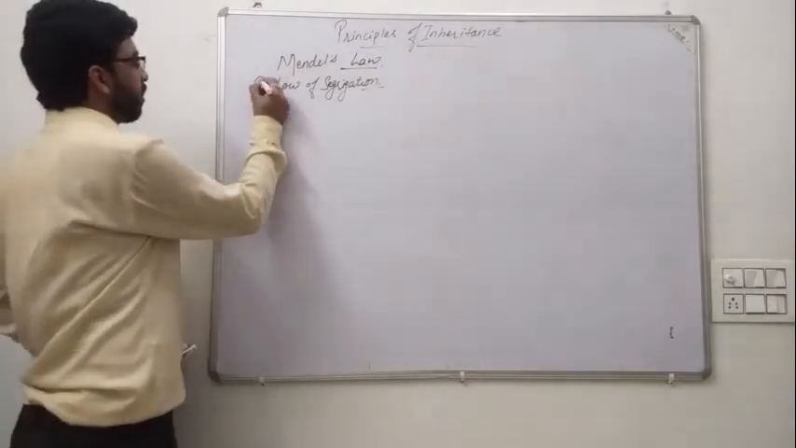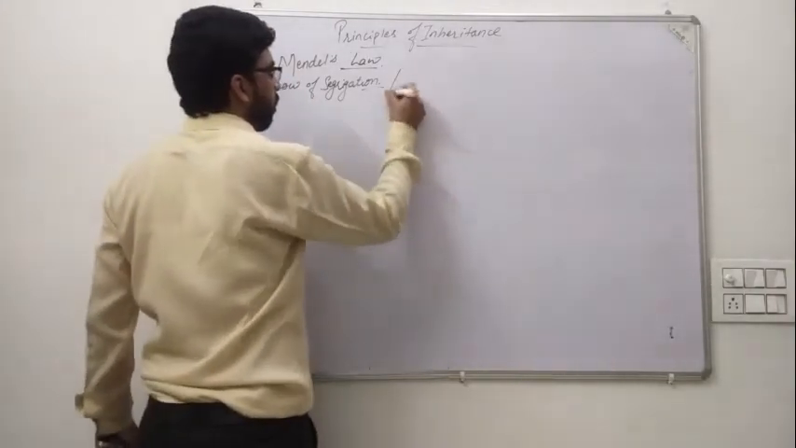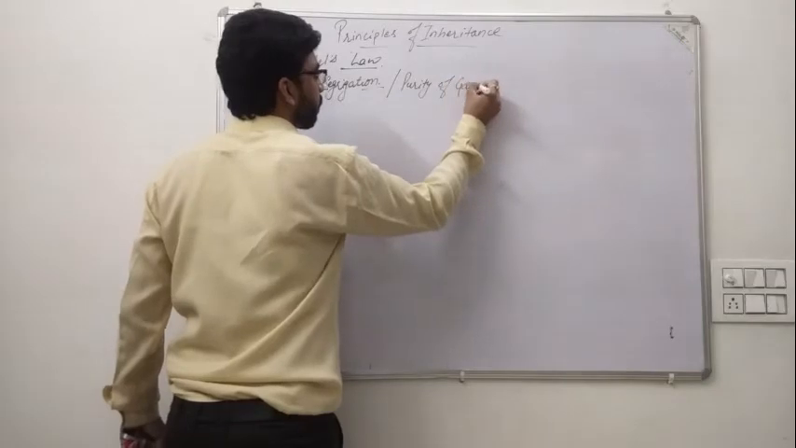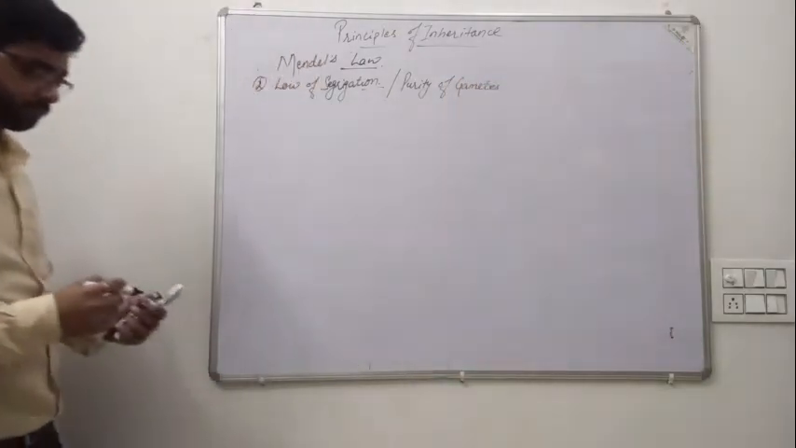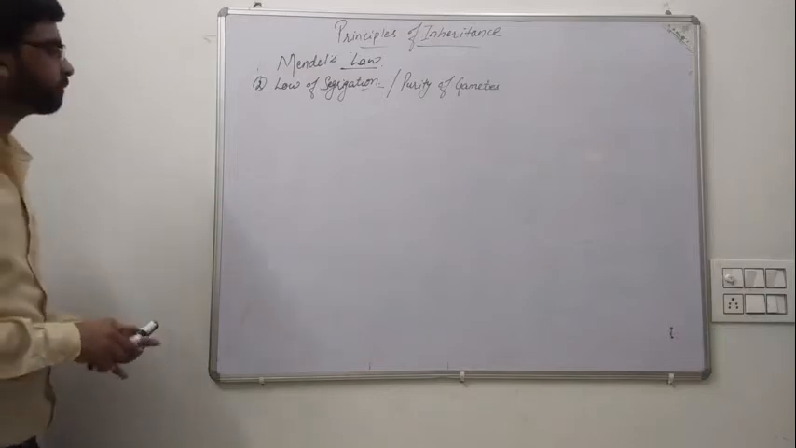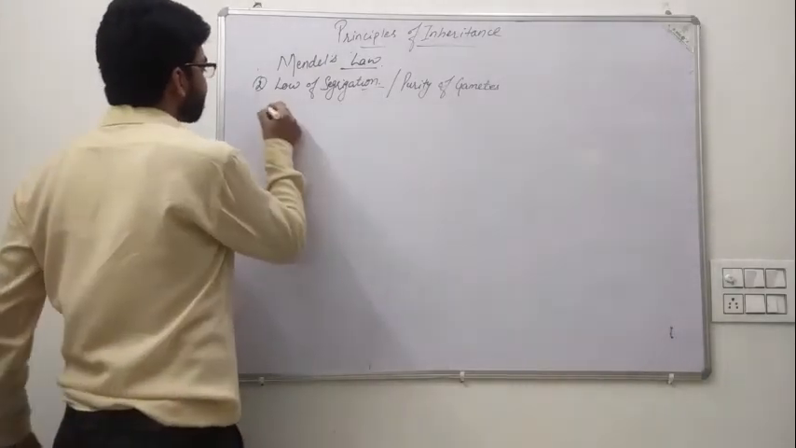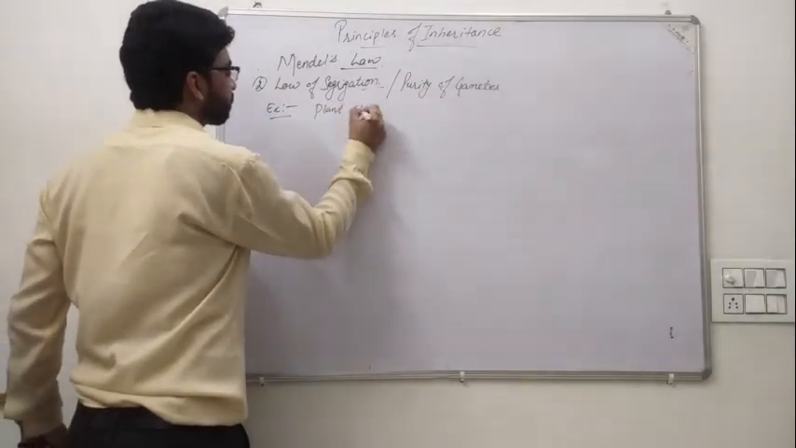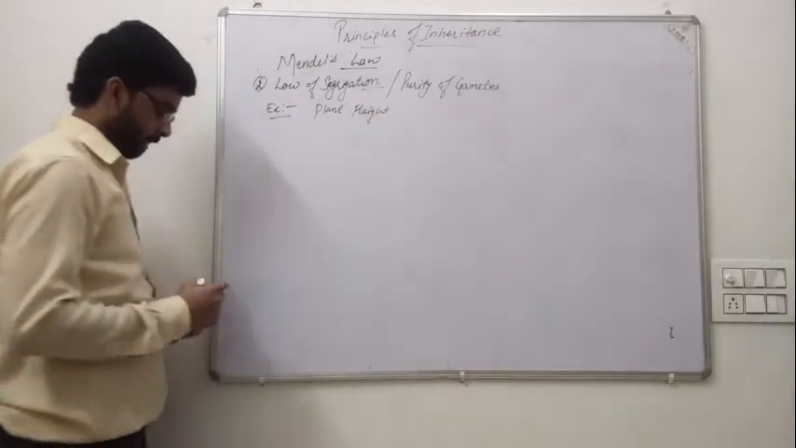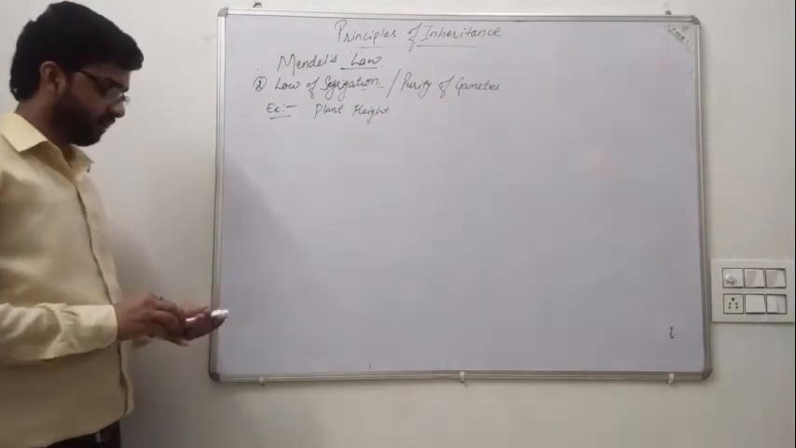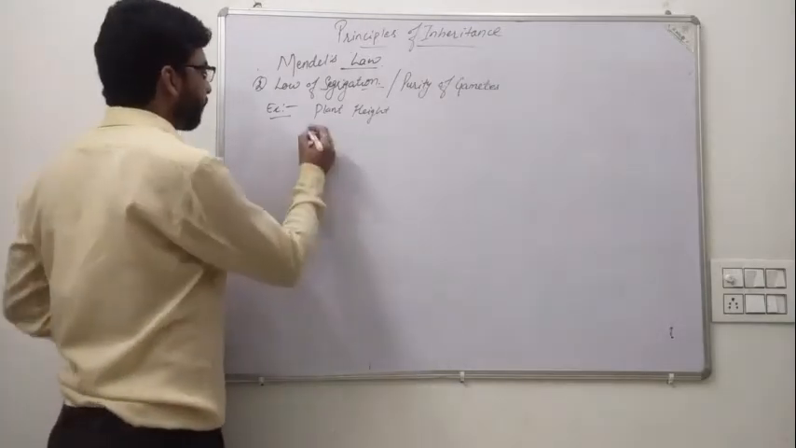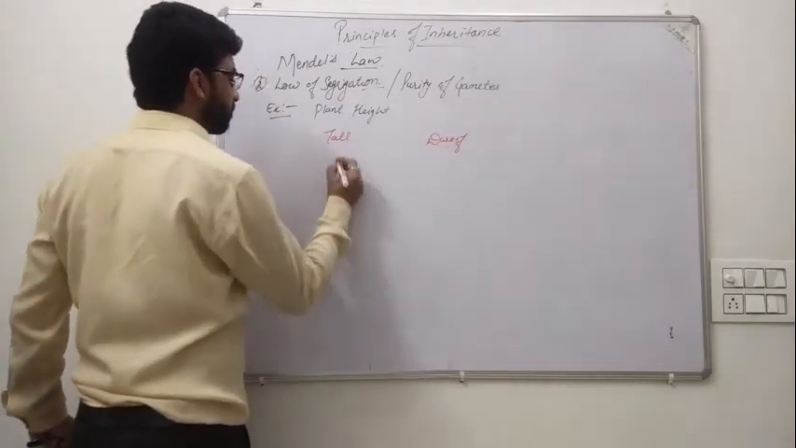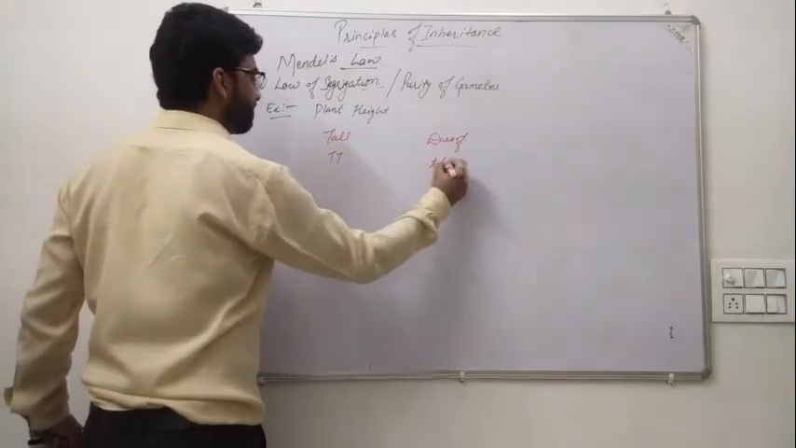Students, now the second law is the law of segregation, or purity of gametes. Here again we will take the example of plant height. We may take any one of the seven characters for the example. Tall character, dwarf character, capital T, small t, as we had discussed.